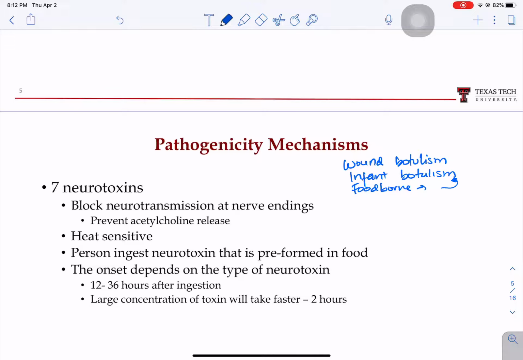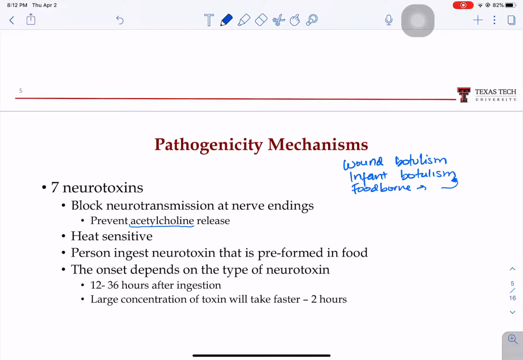They're going to work a little bit similar. So what they do mainly is that they're going to block the release of acetylcholine. Acetylcholine is a neurotransmitter that works in our neurons, and acetylcholine is going to be released by our neurons to send that message of muscle contraction.